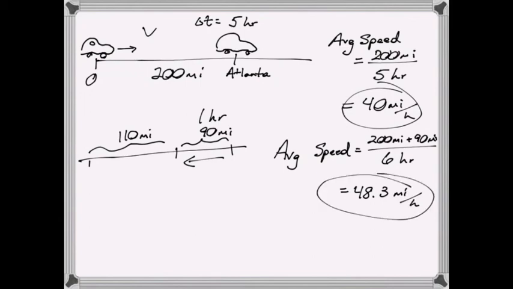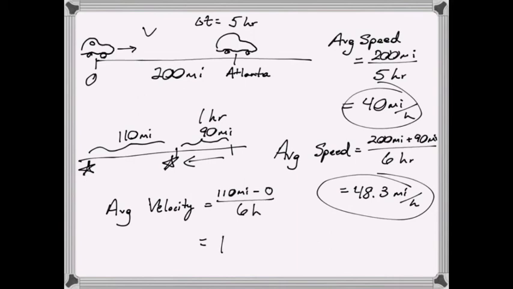But what about the average velocity? So if we want to find average velocity, now we want to look at the displacement. So how much displacement actually occurred? Well, we started in Augusta and we ended in Milledgeville. So what's the starting and end point? Right? We ended at 110 miles from home, with home being the 0 mark. And how much time did it take to do this? Well, it still took 6 hours. So now we find that our average velocity was only about 18 miles per hour.